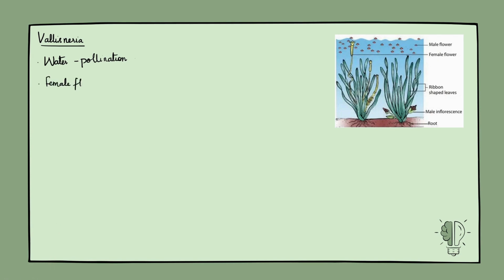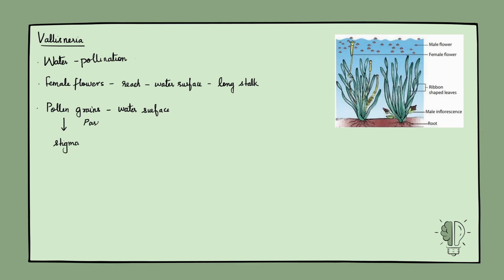So the female flowers reach the water surface by a long stalk, and the pollen grains are released on the water surface, and these pollen grains are carried to the stigma by passive water currents. Alright.